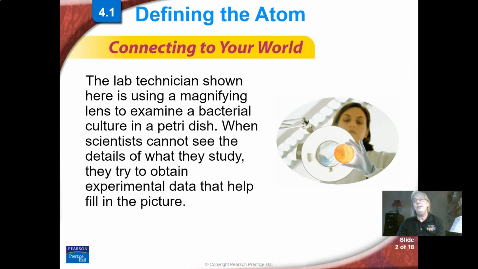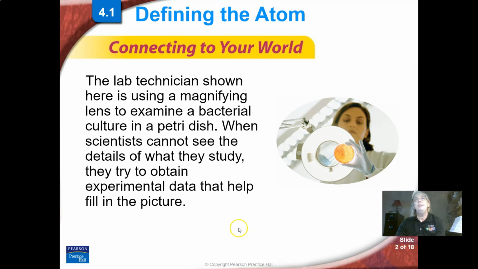So in science, we always do experiments, and so this lab tech is looking at a petri dish, figuring out the bacteria living on it, and so she's using magnification. In chemistry, we can magnify things, but sometimes we can't see everything. So we have to use experiments and decide what we can figure out kind of indirectly, because we can't see the insides of the atom.